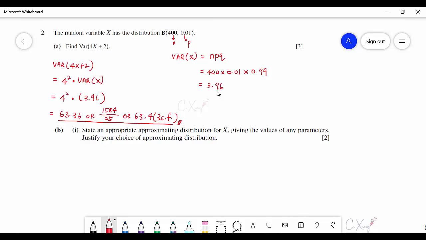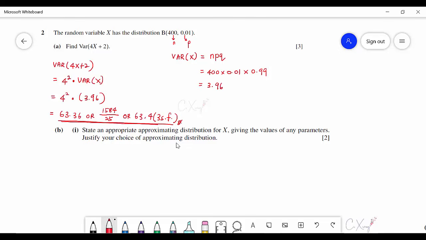Okay, so this is how we get the variance for x plus 2. Then we proceed to part B. They want you to state an appropriate approximating distribution for x, giving the values of any parameters, and justify your choice of approximating distribution.